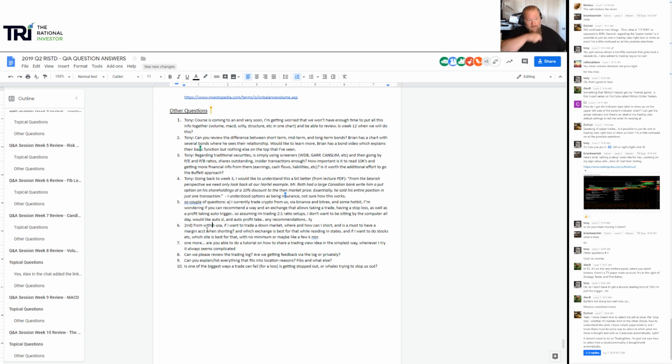All right. So let's take a look here. From within USA, if I want to trade down market, where and how can I short? Is it a must to have a margin account when shorting? It is a must that you are going to have a margin account when you're shorting, because that's just how it works. That's how shorting functions.